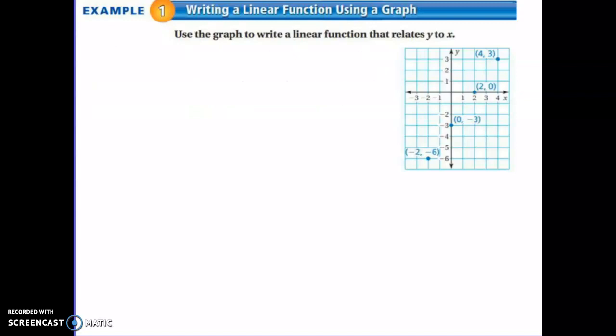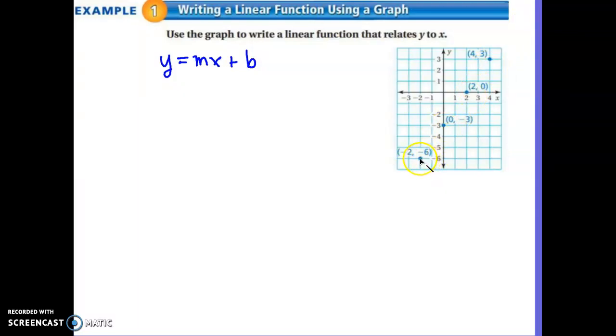Example 1, writing a linear function using a graph. It says use the graph to write a linear function that relates y to x. Now the easiest way to start off is by writing the slope-intercept form of an equation. We know that's going to be y equals mx plus b. You can tell by looking at the dots here that they actually make a straight line. So if you wanted to connect them, you could with a straight line. Sometimes that helps you visualize things.